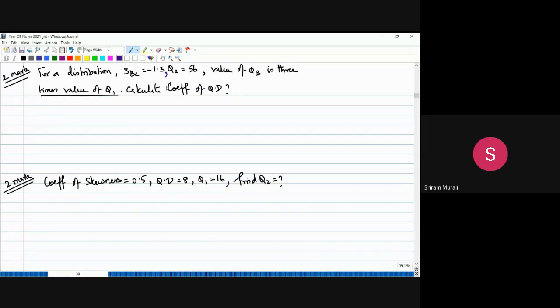Now, which question are we looking at? For a distribution, Bowley's coefficient is given. Q2 is given, Q3 is given. Value of Q3 is 3 times Q1. We want to find the coefficient of QD. First, what is the coefficient of QD? The formula is (Q3 minus Q1) divided by (Q3 plus Q1).